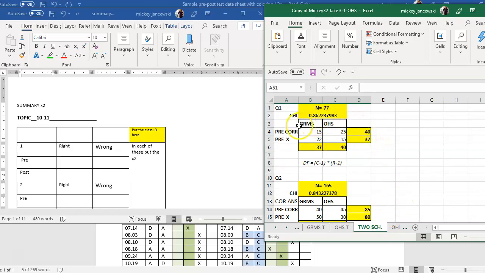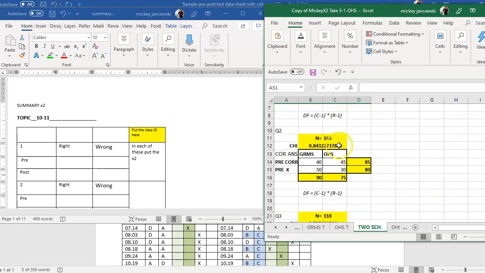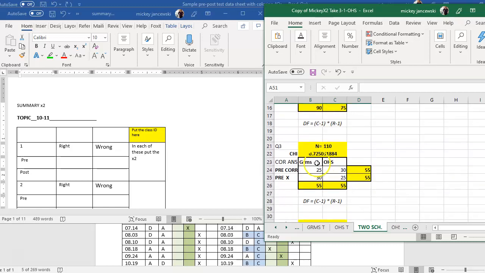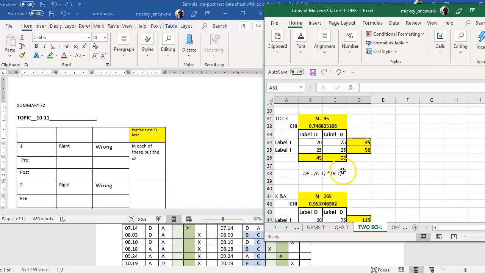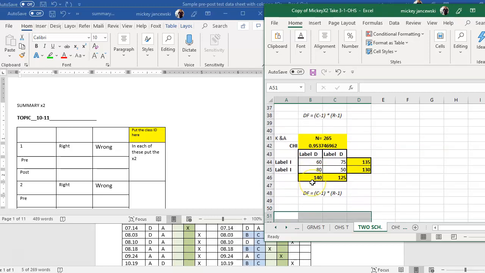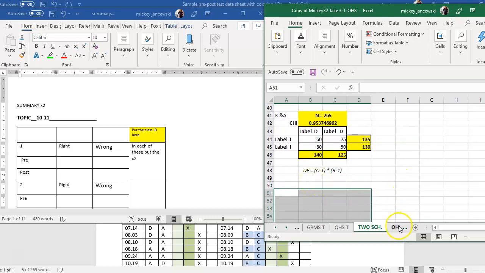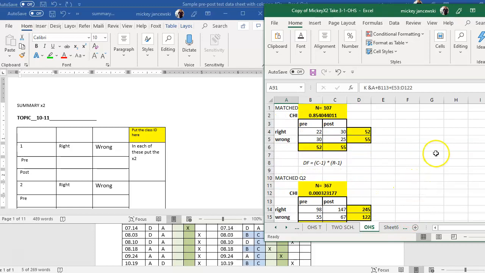I want you to take all of Golden Ring Middle Schools, how many correct answers for number 1, and all of Overly High School, all the correct answers of 1, and then the wrong answers. Then we have question 2 for total, Golden Ring and Overly. Question 3, totals, Golden Ring and Overly, and then a total knowledge and a knowledge attitude. Then Overly High School, both matched and all are in one place.